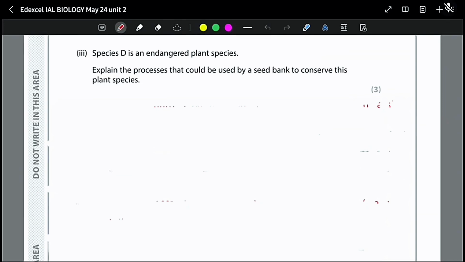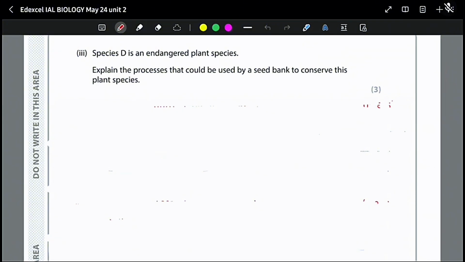Basically, first we are going to gather the seeds from multiple plants of species D, so that we can ensure genetic diversity. Then we wash, disinfect, or sterilize the seeds so that we can remove the decomposing microbes and prevent contamination. And thirdly, we have to x-ray the seeds to check for viability and confirm the presence of an embryo inside.